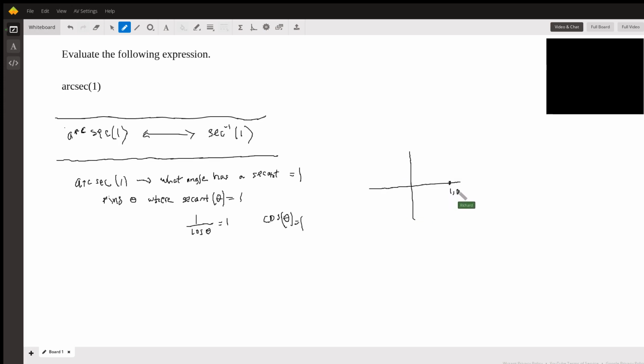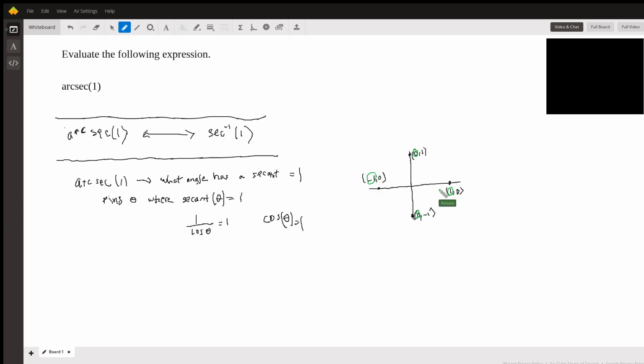And here's my unit circle, 1 comma 0, 0 comma 1, negative 1 comma 0, and 0, negative 1. And remember that the cosine is the x-coordinate. So here, the x-coordinate is, just going to circle that. So the x-coordinate is 1 here and 0 here and negative 1 here and 0 here.